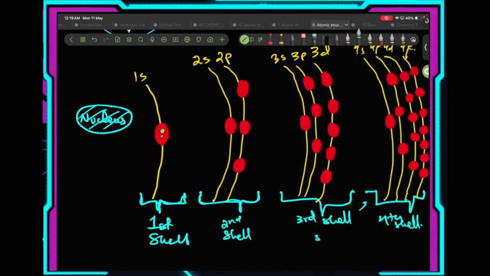So 1s would have 2 electrons in its only orbital. 2s would have 2 electrons in its only orbital, and 2p has 3 orbitals, so it would have a total of 6 electrons, but 2 electrons in each orbital, because one orbital can only take in 2 electrons, right? And then same goes for all the other orbitals. You just fill them up. Let's just fill these.